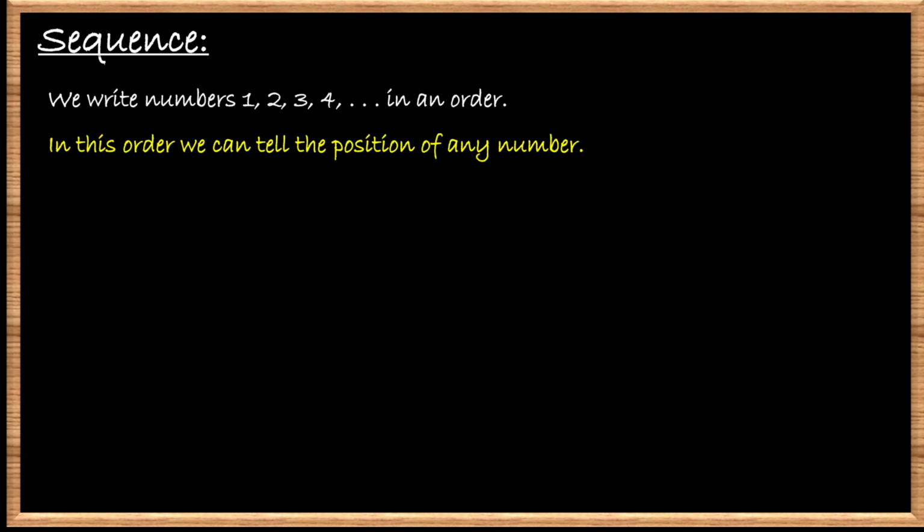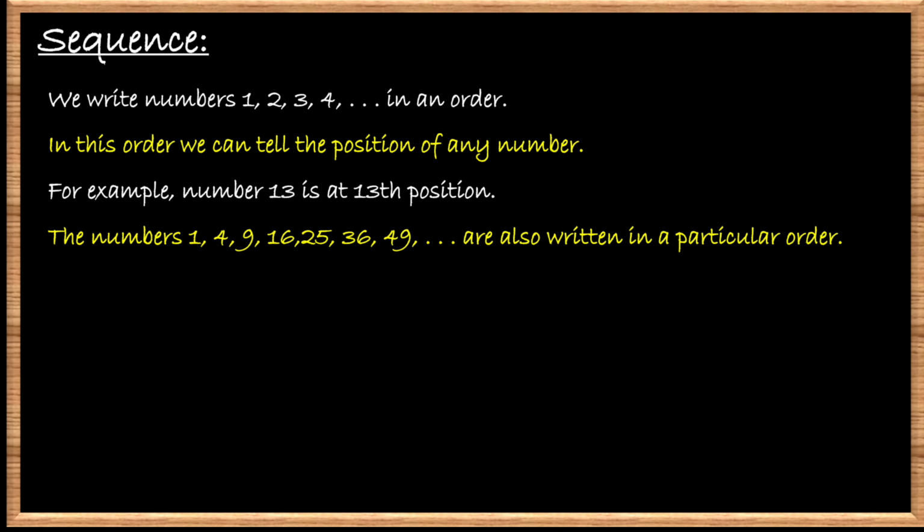Sequence. You all have heard about the sequence. We write numbers 1, 2, 3, 4 in an order. You know this is a natural number and the difference between two natural numbers is 1. In this order, we can tell the position of any number. As if I ask you what is the position of the natural number 25, then you will say the number is 25. For example, the number 13 is at the 13th position.